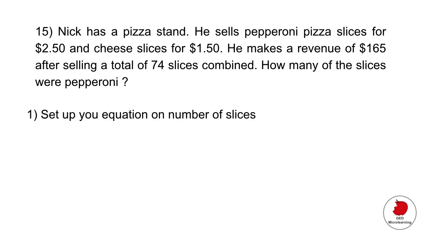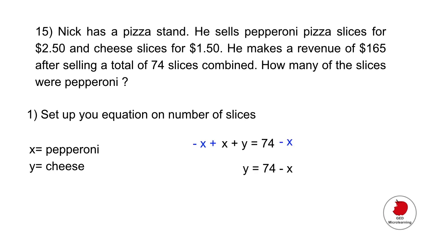The first thing that you want to do is set up an equation looking at the number of slices that they sold. They tell us that they sold 74, so we're going to say x plus y is equal to 74. Why x plus y? Because we're going to call x the pepperoni pizza, and y is going to be the cheese pizza. So together they sold 74 slices. Next, you want to isolate for one of those variables, so we're going to isolate for y.